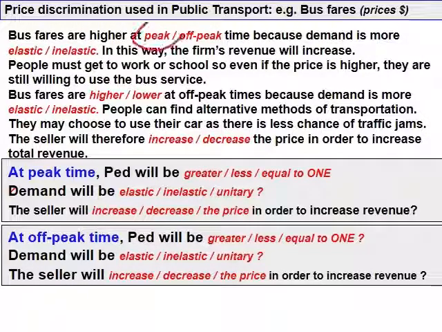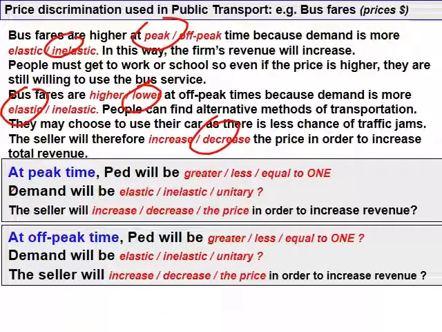Bus fares are higher at peak time because demand is more inelastic. In this way, firms' revenue will increase. People must get to work or school, so even if the price is higher, they are willing to use the bus service. Thus, fares are lower at off-peak times because demand is more elastic. People can find alternative methods of transport. They may choose to use their car as there's less chance of traffic jams. The seller will therefore decrease the price in order to increase total revenue.